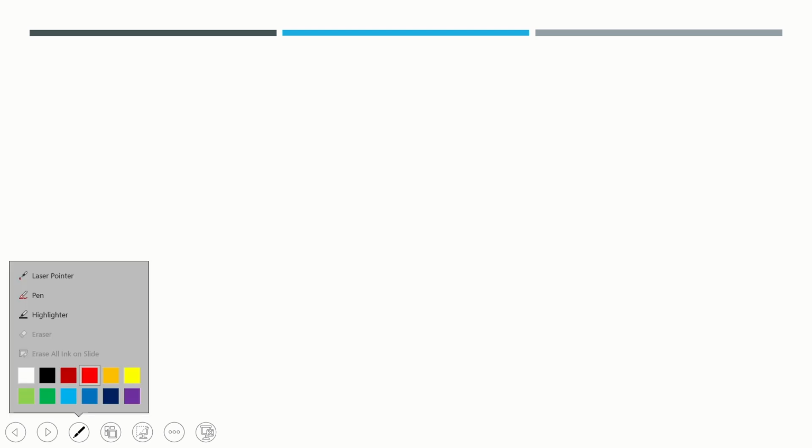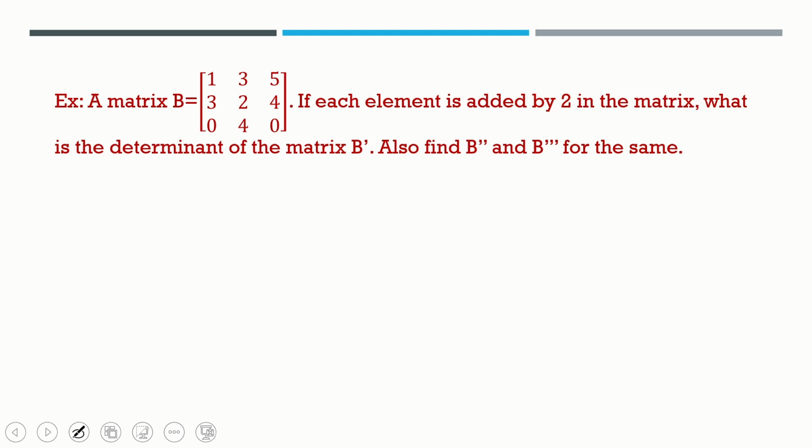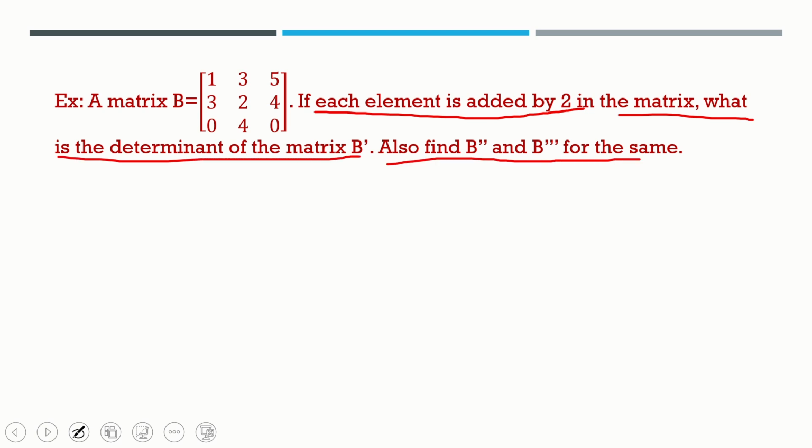So now we are going to do some examples. You can see the example on the screen. Here is a matrix P equal to 1 3 5 3 2 4 0 4 0. If each element is added by 2 in the matrix, what will be the determinant of the matrix P dash? Also find B double dash and B triple dash for the same.